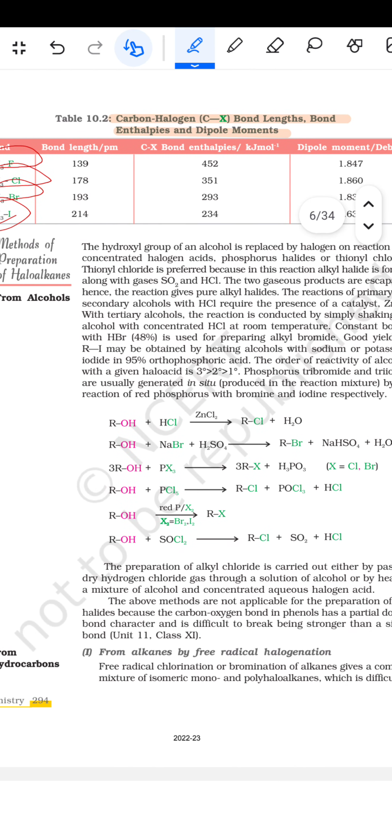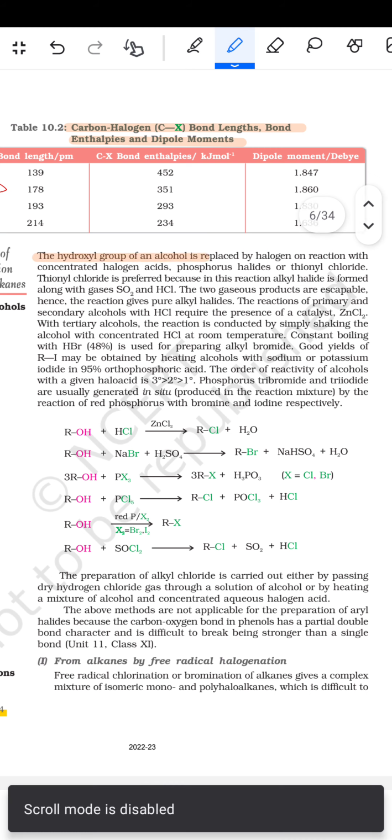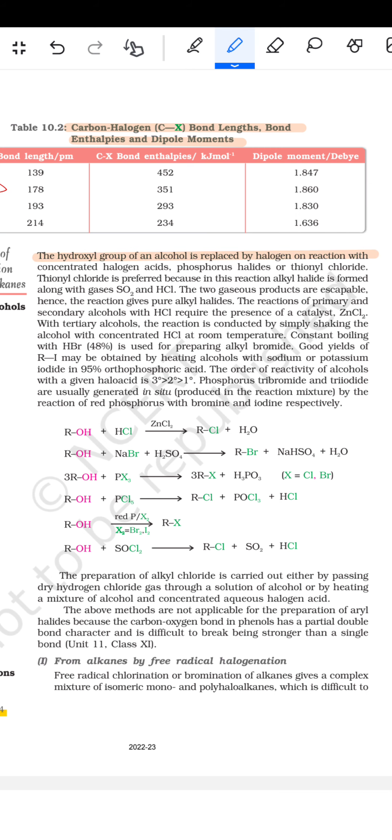Then the method for the preparation of haloalkanes from alcohols. The hydroxyl group of an alcohol is replaced by halogen on reaction with concentrated halogen acid, phosphorus halide or thionyl chloride. Thionyl chloride is preferred because in this reaction the alkyl halide is formed along with gaseous SO2 and HCl. The two gaseous products escape, hence the reaction gives pure alkyl halides.